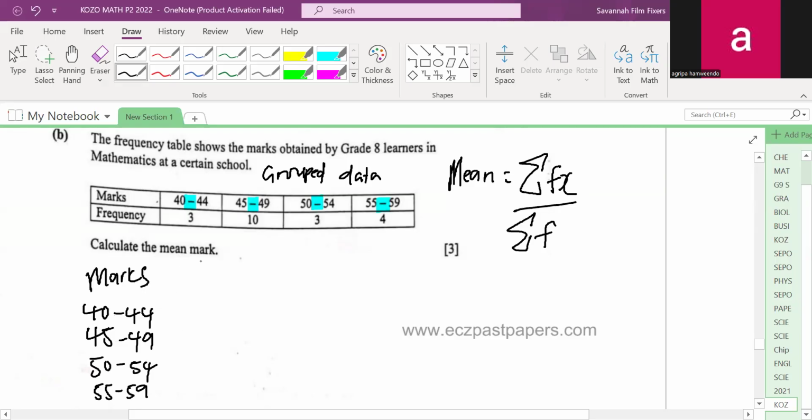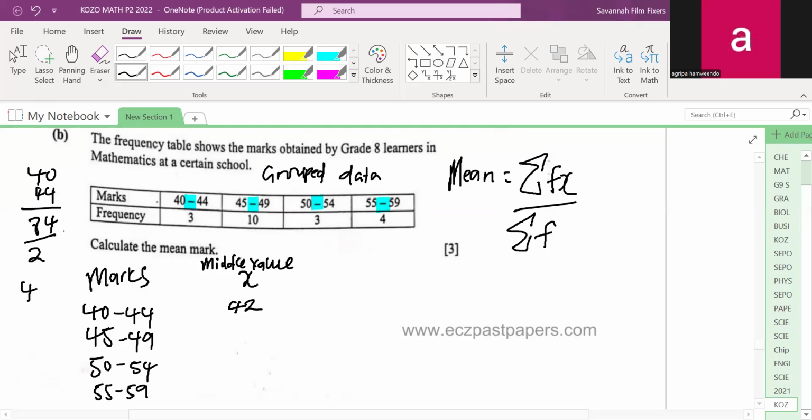So you have to know the middle value, x. How do you get the middle value? You add, so 40 plus 44, you are going to get 84. Then you divide it by 2. That would be 42. So you're going to get 42 here.